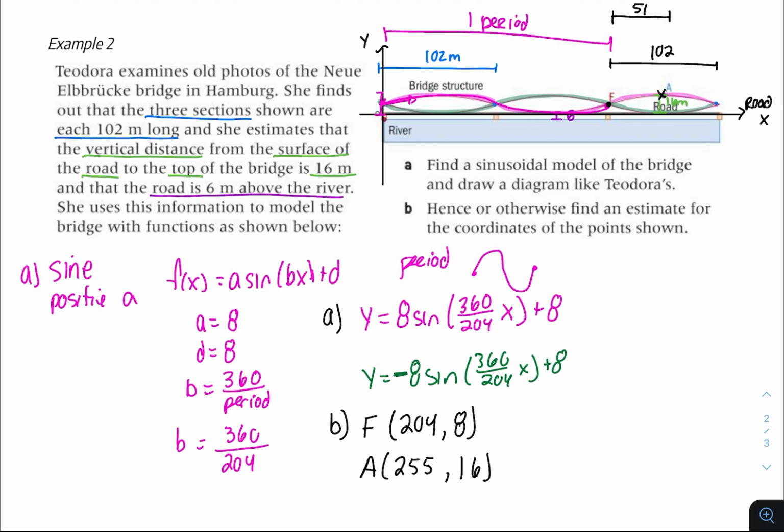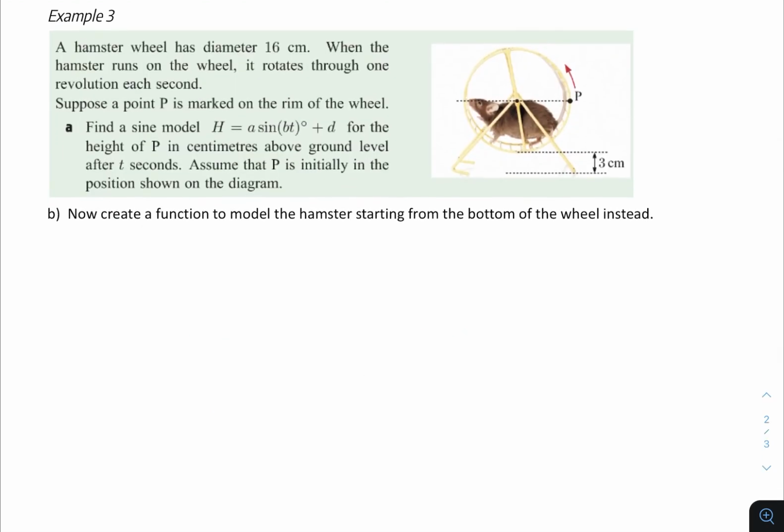255. Now the next question is a very traditional question in the IB. They love to have these rotating wheels and asking us to create the equation ourselves.